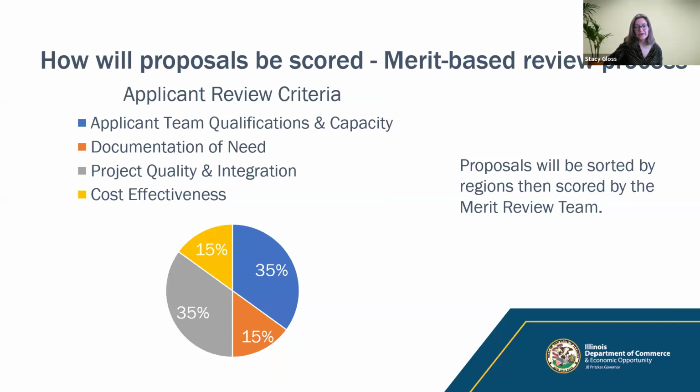I mentioned that the application review criteria is in Part E of the NOFO. Read the section carefully as it directly relates to information that will be organized in the technical proposal. Applications are scored in 4 key areas. These include documentation of need, applicant qualifications and capacity, project quality and integration, and cost effectiveness and return on investment.